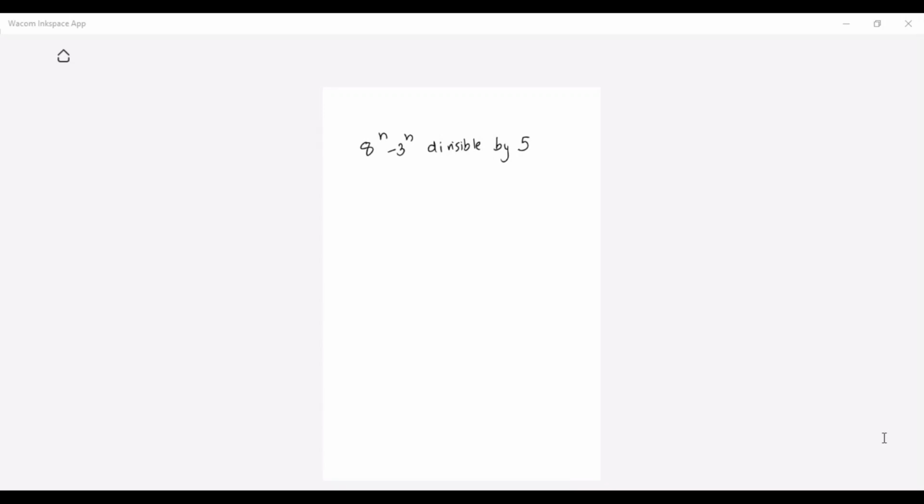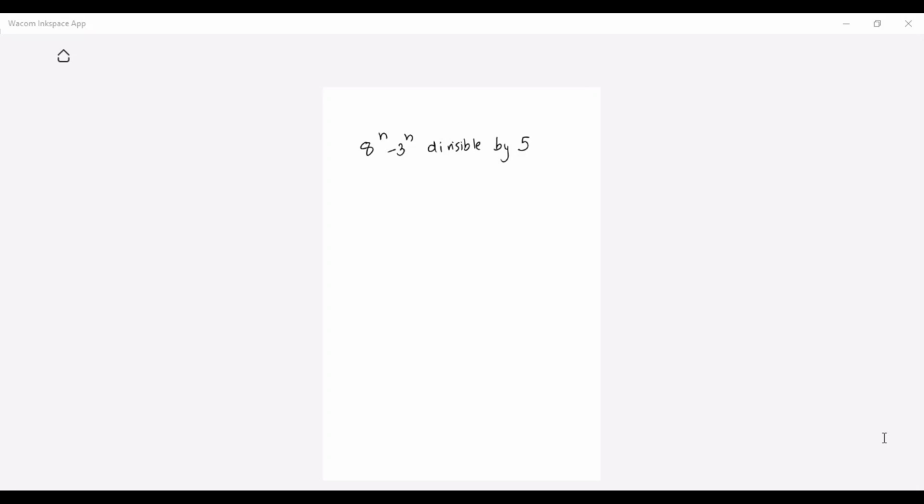Okay. If I take n is equal to 2, it would be 64 minus 9, that is 55. 55 is divisible by 5. So the first step is proved. Yes, very good. So the first step we have done, right? What is the next step?